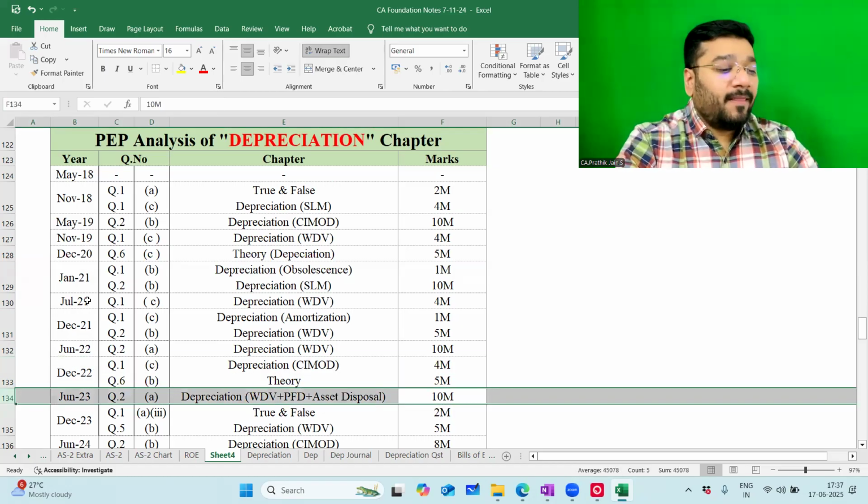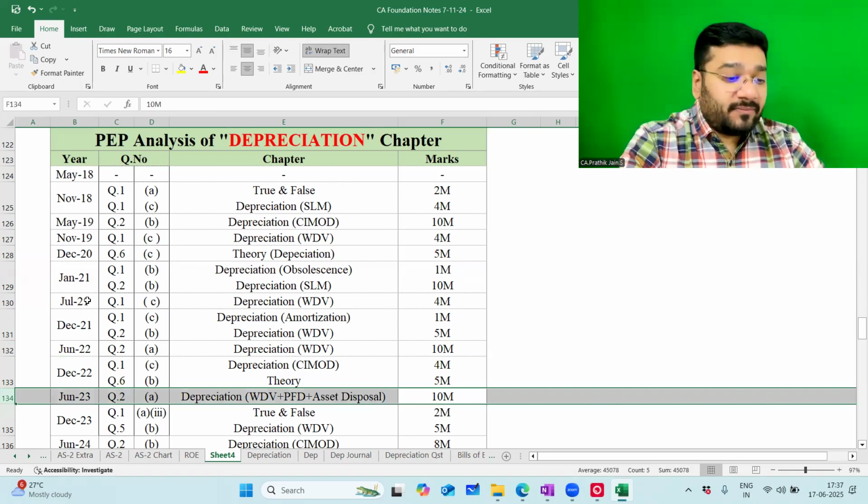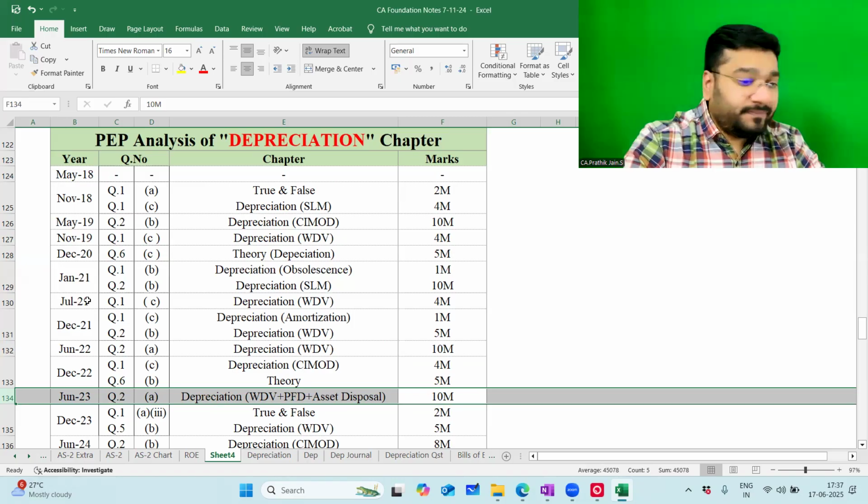June 23, question 2A, depreciation, which has a combination of WDV method, provision for depreciation method, and asset disposal method. PFD method, asset disposal method is something which the CBSE people should be familiar with. And all the people who did 11th CBSE with me, you should be knowing what is the PFD method and asset disposal method. For others, this is a new topic.